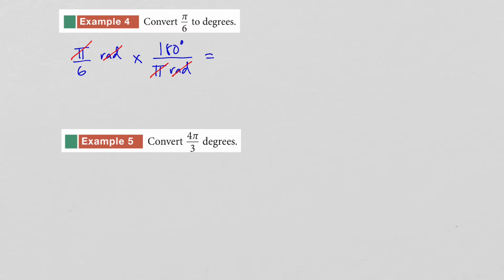and what we end up with in the end is 180 degrees divided by 6. And if you do 180 divided by 6, you get 30. And then you can see the degrees are still left over there. So pi over 6 radians is equal to 30 degrees. And let's do one more.